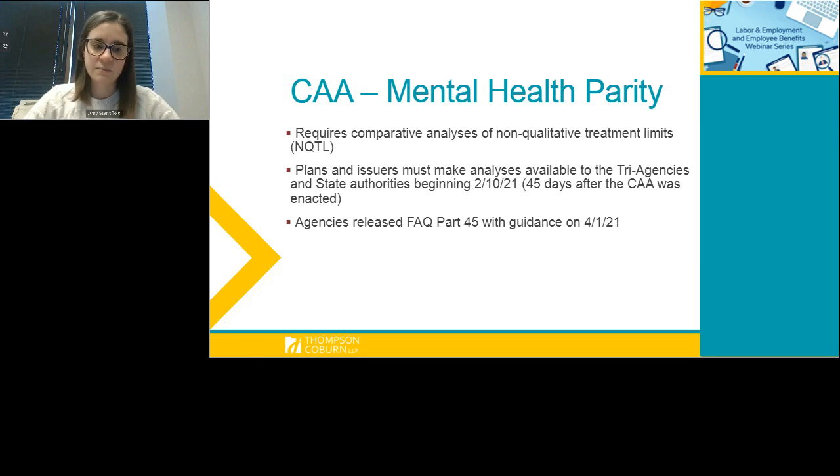Act was enacted. The agencies did release FAQ Part 45 with some additional guidance on April 1 of 2021, giving plans a little bit more information as to what all this entailed.